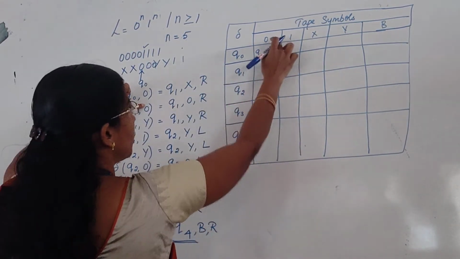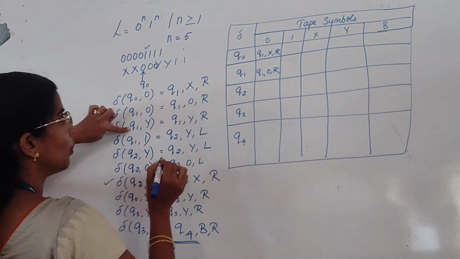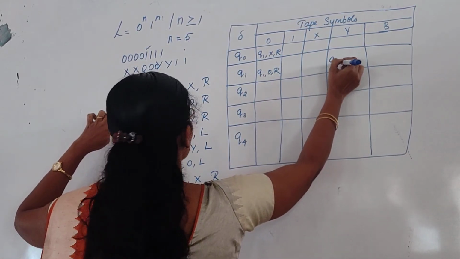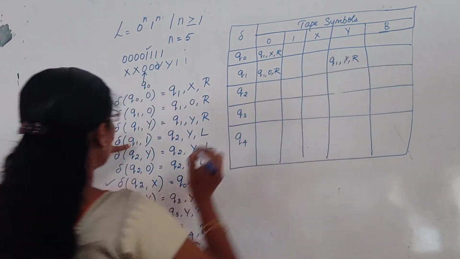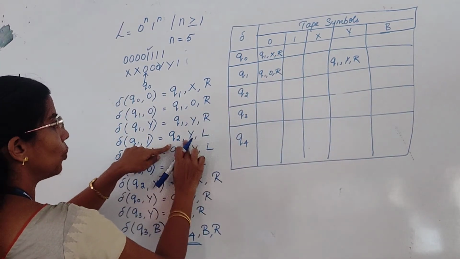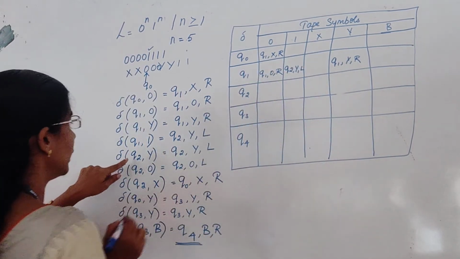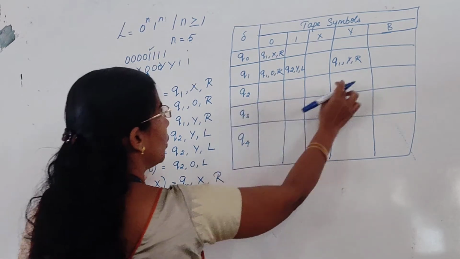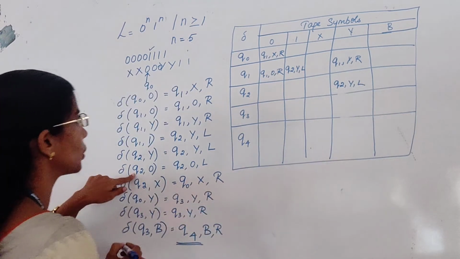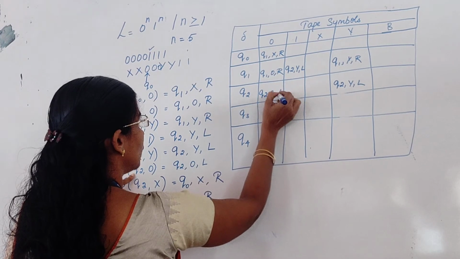Next Q1 comma 0: it is Q1 0 R. Next Q1 comma y: it is Q1 Y R. Q1 comma 1: Q2 Y L. Next Q2 comma y: Q2 Y L. Q2 comma 0: Q2 0 L.